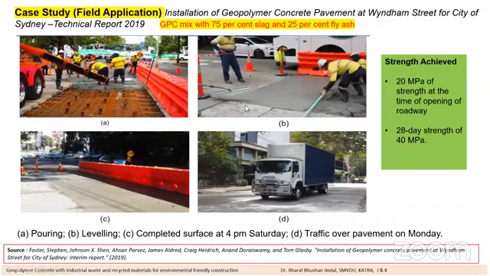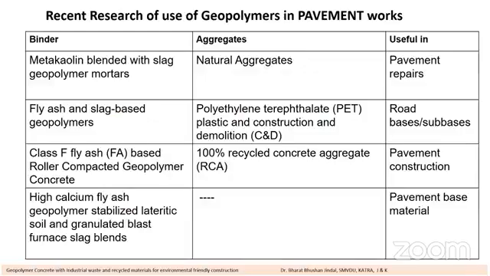Now, in continuation, you can see the strength gained was 20 MPa when the street was opened to traffic, and later 40 MPa was the ultimate strength. So pouring, leveling. You can see here the surface was completed at 4 p.m. on Sunday. That means the surface was completed on Sunday evening and it was available for traffic on Monday. So you can easily understand how easily you can customize the properties of geopolymer-based material, also by using 100% waste material.